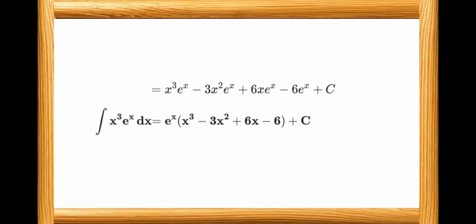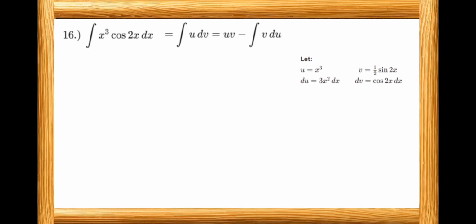In step 14 we are going to integrate the integral of e to the x dx. It will result in x cubed times e to the x minus 3x squared times e to the x plus 6x times e to the x minus 6e to the x plus c. In step 15 we are going to factor out the common e to the x term. Our final answer is the integral of x cubed e to the x dx equals e to the x times the quantity x cubed minus 3x squared plus 6x minus 6, plus c.